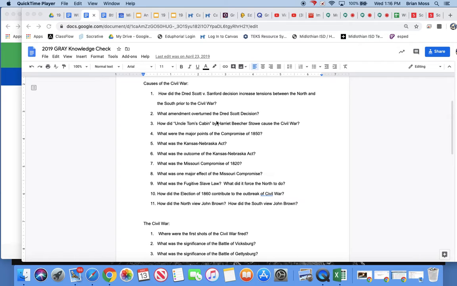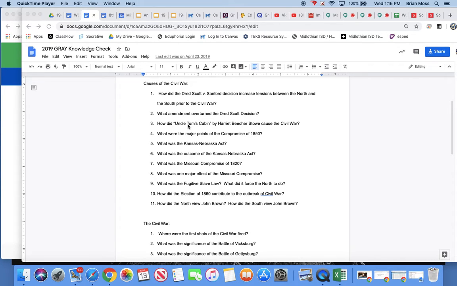What amendment overturned the Dred Scott decision? That would be the 14th Amendment. When the Civil War was over and the 14th Amendment finally got ratified, it overturned that decision by giving citizenship to anyone, African American or otherwise, any citizen born in the United States.